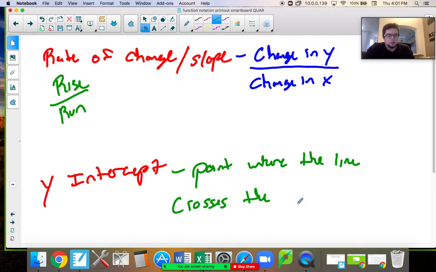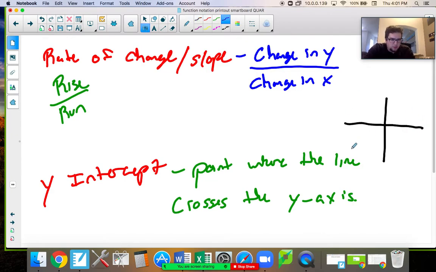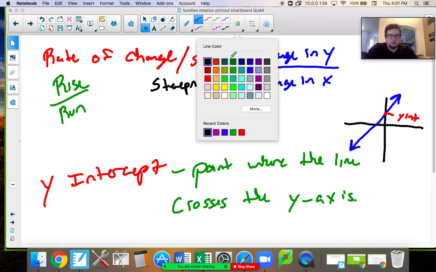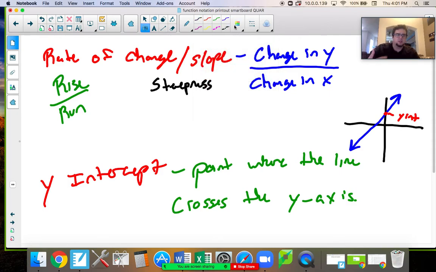crosses the y-axis. So if I were to draw a picture for the y-intercept, and we'll do one for rate of change, why not? So here's our line. The y-intercept is this point right here. And then the rate of change or slope is the steepness of the line. So let's add that too. That's where we get all these other terms, which are probably kind of confusing because there's a lot going on.